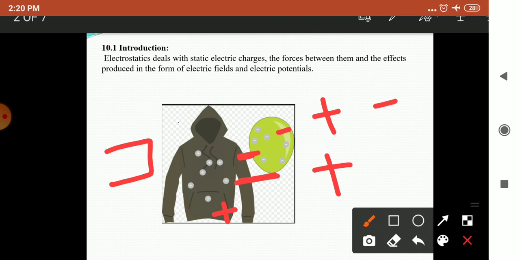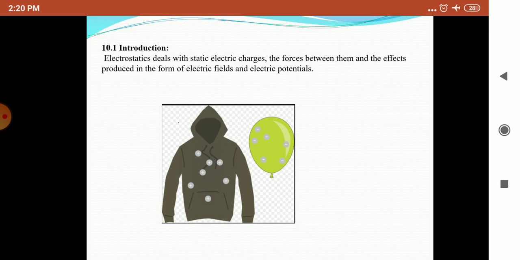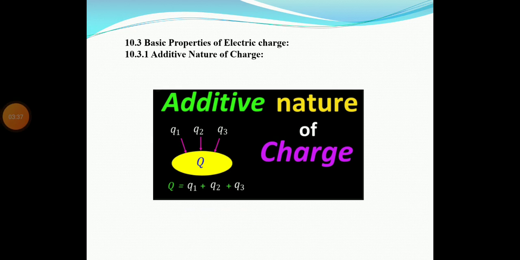Okay, so now further we'll think about the basic properties of electric charge. In that, the first one is the additive nature of charge. This electric charge is additive, similar to mass. That is, the total electric charge on an object is equal to the algebraic sum of all the electric charges distributed on different parts of the object.